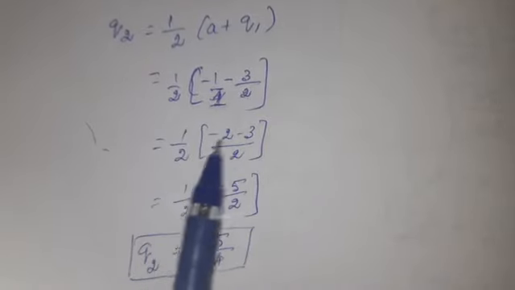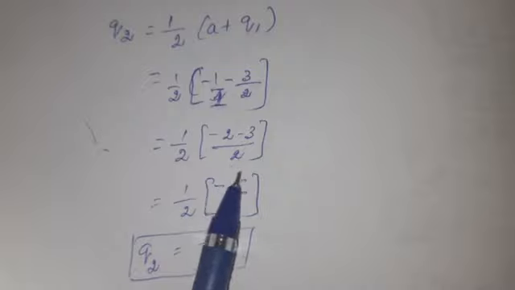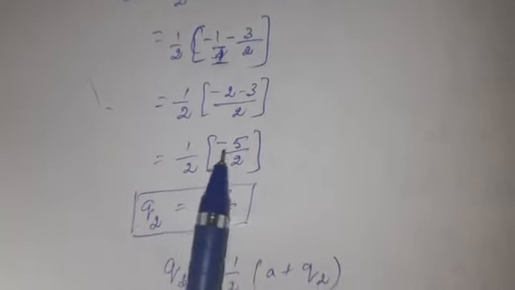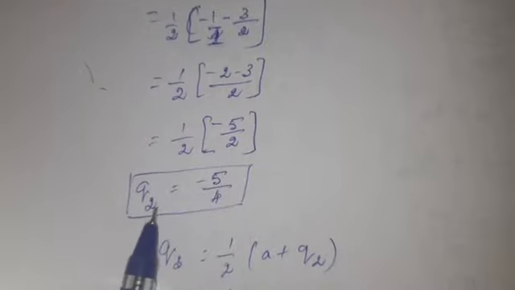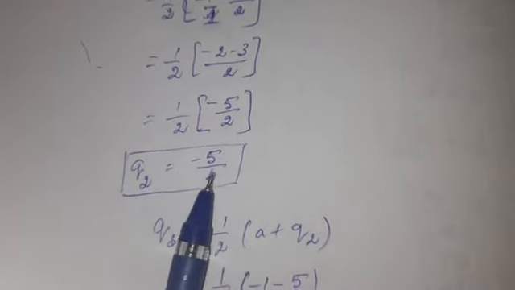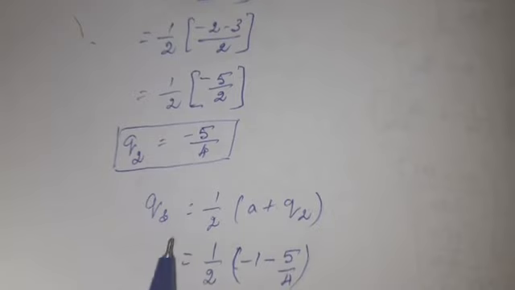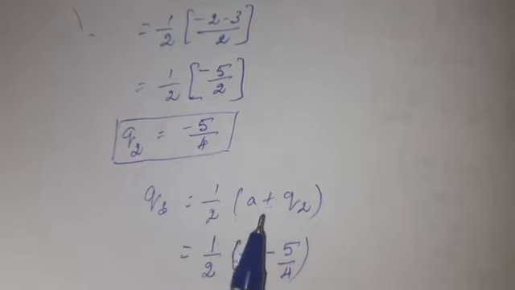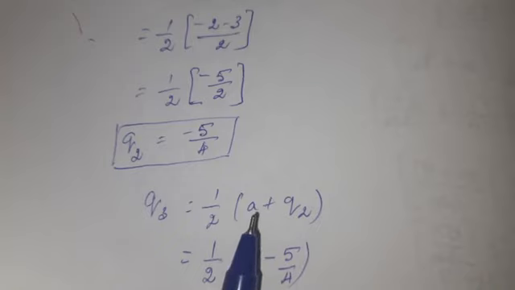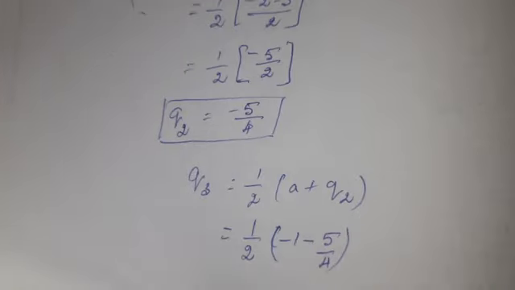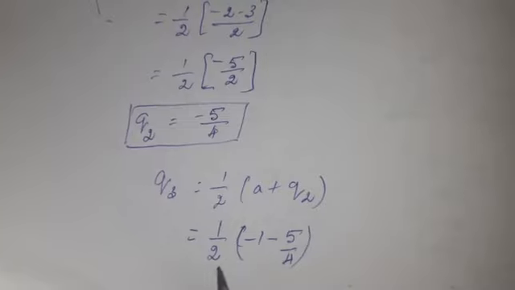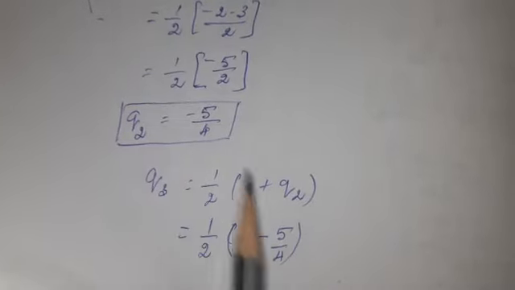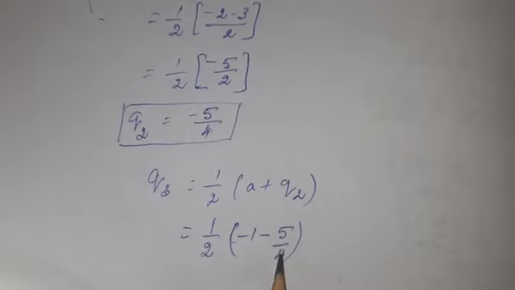Therefore, 1 by 2 into (-2 - 3) divided by 2 is equal to 1 by 2 into, when you add, you will get -5 by 2. Therefore Q2 is equal to, multiply this, you will get -5 by 4. Next, Q3 is equal to 1 by 2 into (a + Q2). The value of a is minus 1 and the value of Q2 is minus 5 by 4. Substitute here, minus 5 by 4.